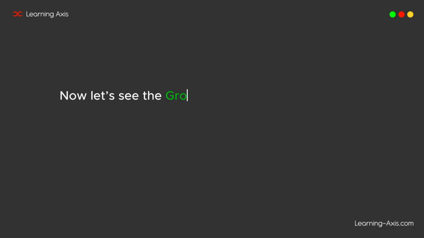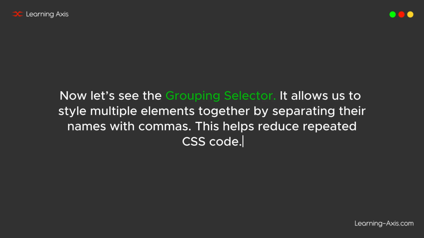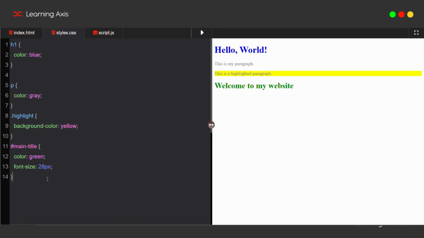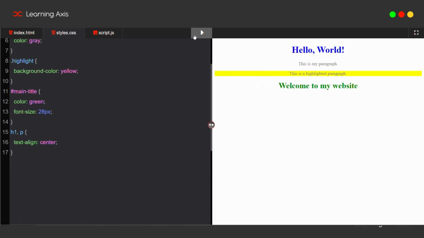Now let's see the grouping selector. It allows us to style multiple elements together by separating their names with commas. This helps reduce repeated CSS code. Here is an example. With grouping selectors, we can style multiple elements with the same rule. In this case, both the heading and paragraph are centered.